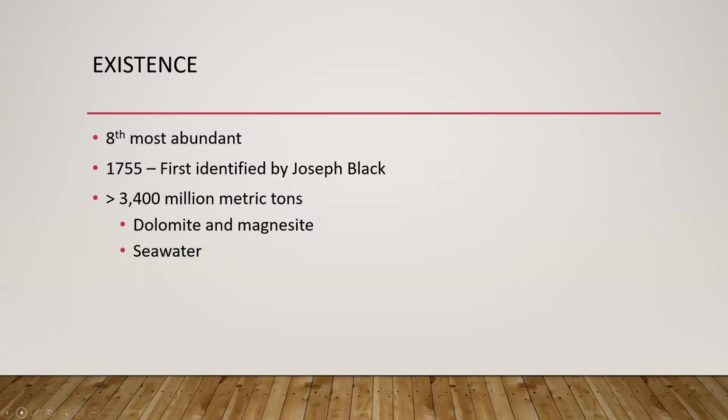Magnesium is the eighth most abundant element in nature and was first identified by Joseph Black in 1755. The largest amount of magnesium is found in the form of dolomite and magnesite, and it is mainly found in seawater.